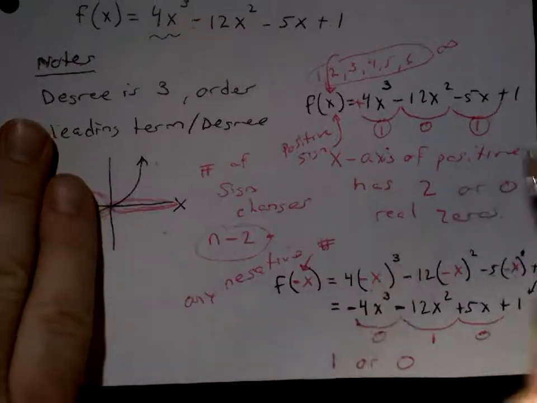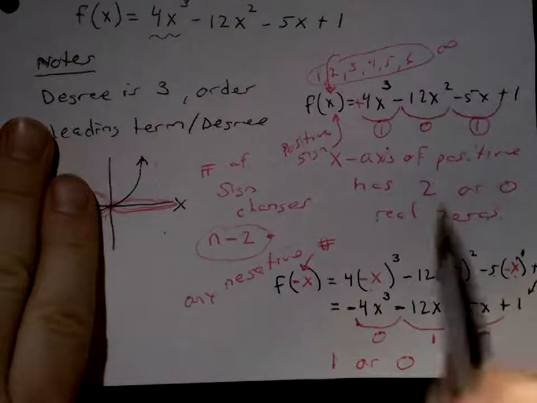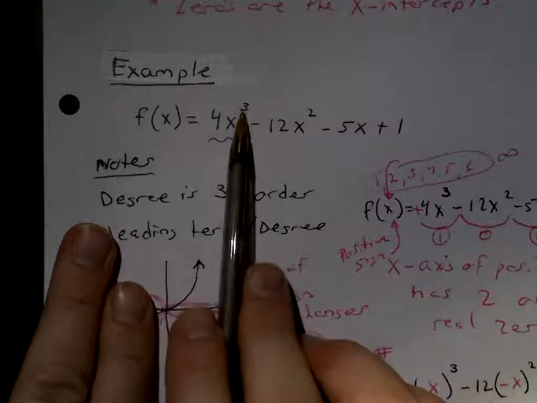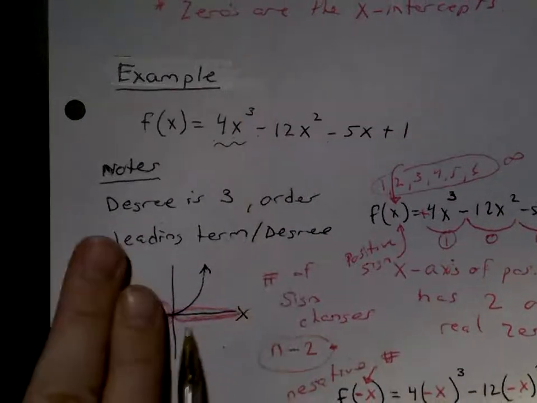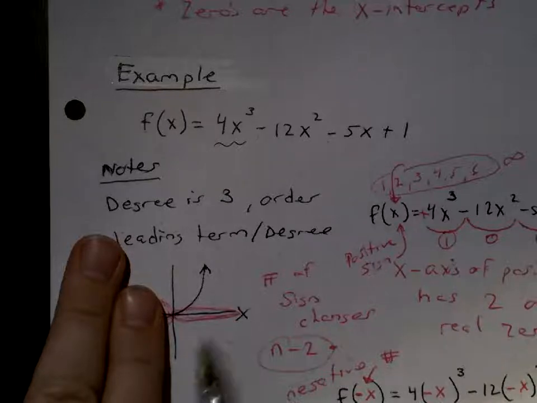The answer is no. By process of elimination, there is no way that this graph, this cubic, can intersect this twice. It cannot give us two real numbers.